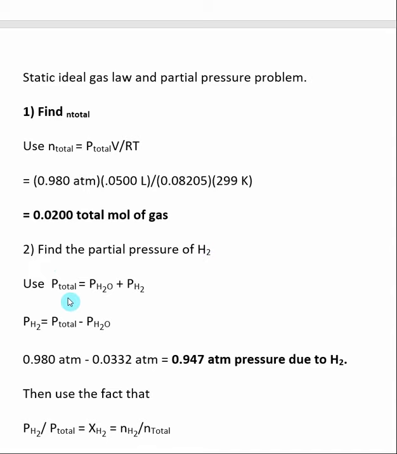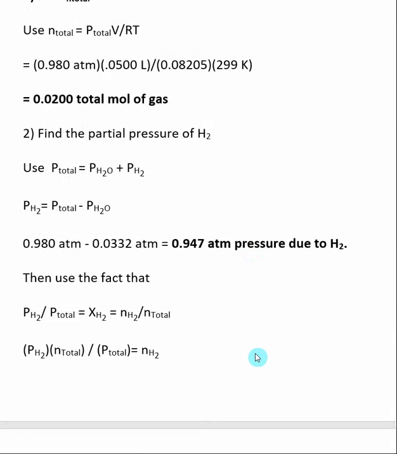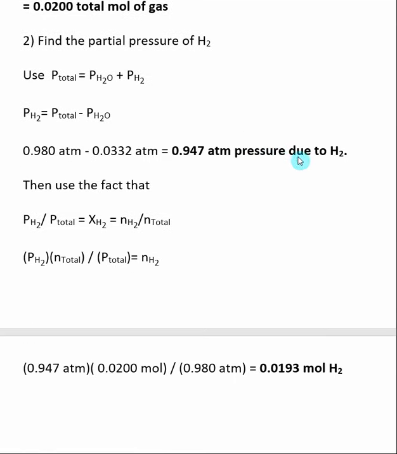We know that the total pressure is equal to the partial pressure due to water, or the vapor pressure, plus the partial pressure of hydrogen. If we solve for the partial pressure of hydrogen, that's equal to the total pressure minus the vapor pressure of water. The total pressure of the reaction flask was given. The vapor pressure of water was also given. When we subtract one from the other, we get that the partial pressure due to hydrogen is 0.94 atm. So we're not quite done.